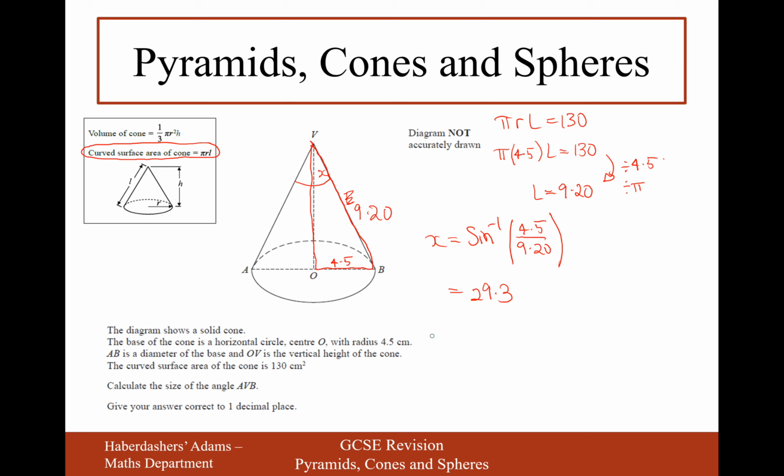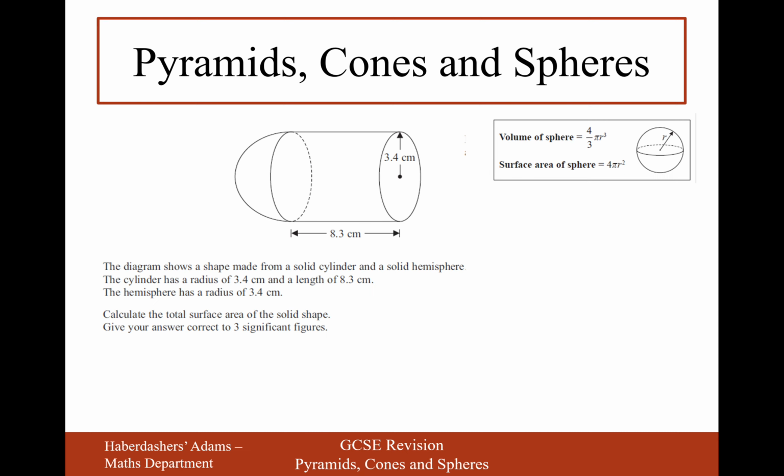And then I'll double it to get the actual answer for AVB. AVB equals that answer times 2. That gives us 58.6 to one decimal place. So 58.6 degrees to one decimal place. And there we are, that's the answer to that question. Let's move on to the next one. Pause the video and give this one a go.